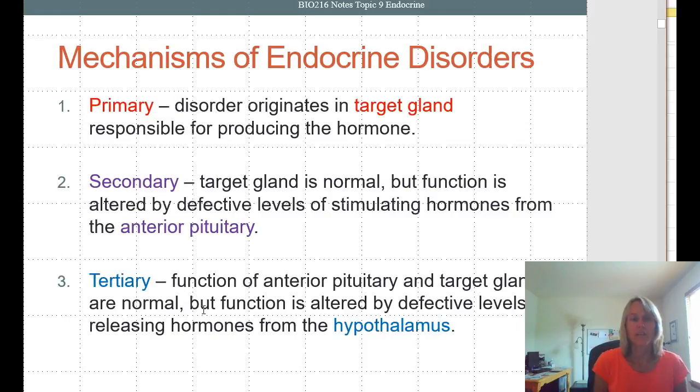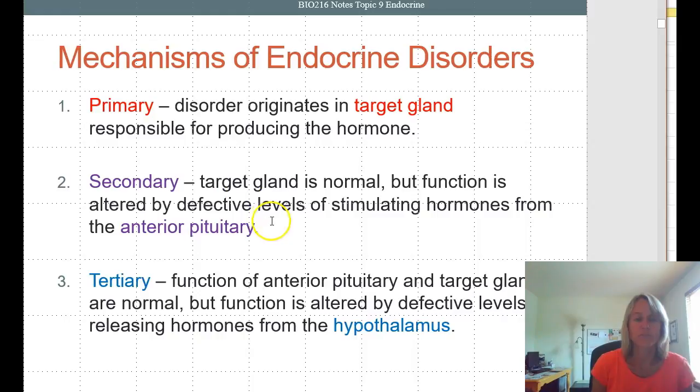Okay, we can also classify endocrine disorders on whether they're primary, secondary, or tertiary. Primary disorders are disorders that originate in the target gland responsible for producing the hormone. So let's say you have hyperthyroidism, but it's due to a problem within the thyroid gland itself. The thyroid gland has a tumor and it's producing too much thyroid hormone.